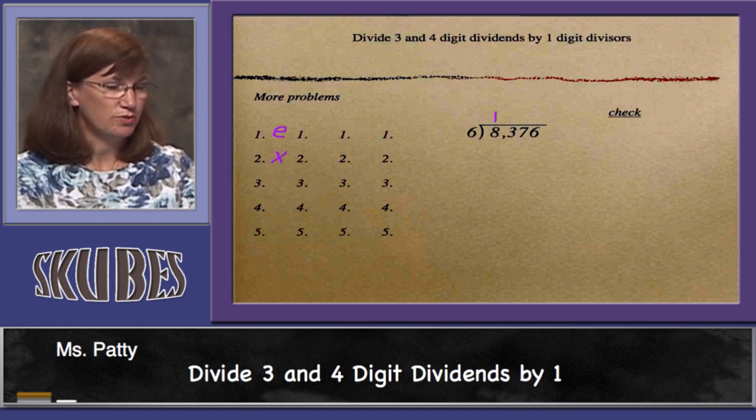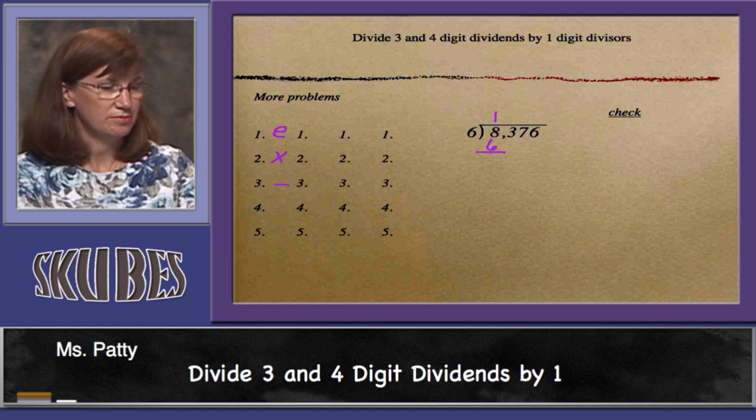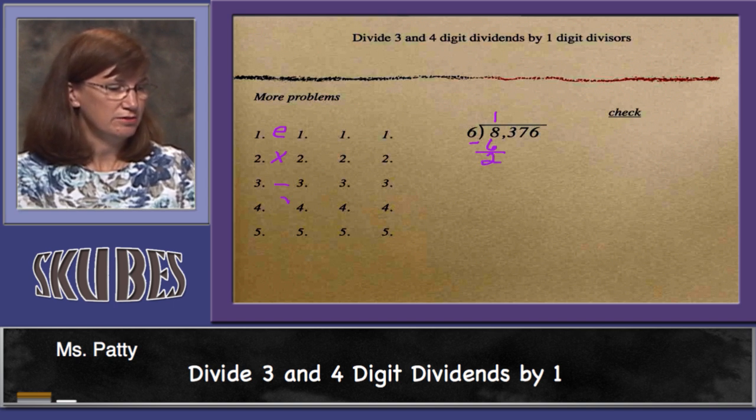Now let's multiply and make sure we're right. 1 times 6 is 6. Now we'll subtract. 8 minus 6 is 2. We compare.